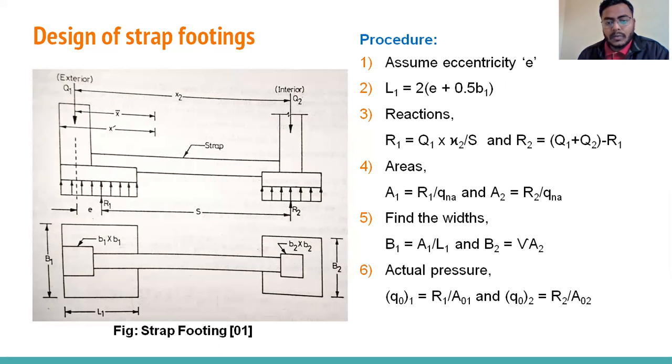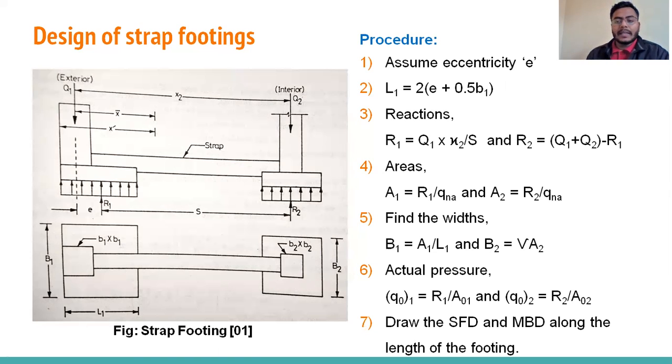Once we have the B1 and B2, we can provide some extra to be on the safe side. Once we have provided this extra width, then we can calculate the provided area. By knowing the provided area, we can calculate the actual pressure in both cases, actual pressure for the first isolated footing, actual pressure for the second isolated footing. I've given the name Q01 for the actual pressure for the first footing, that is rectangular, and Q02, that is the actual pressure for the second footing, that is square in shape.